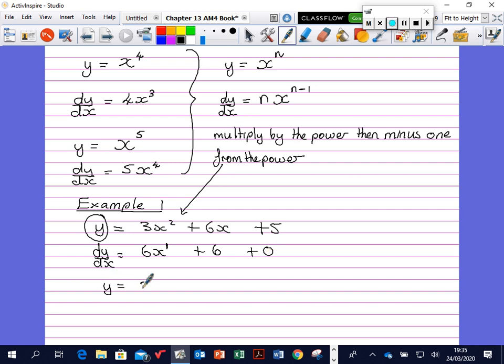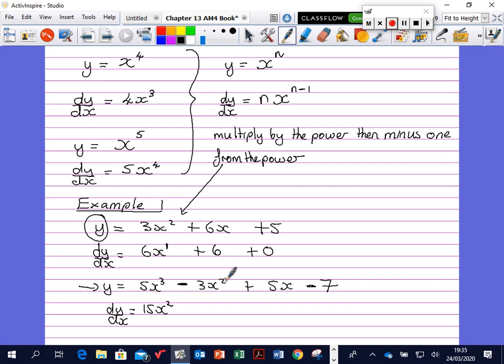y is equal to 5x to the power of 3 minus 3x squared plus 5x minus 7. I'm going to differentiate each part of this expression in turn. When I differentiate y, I get the coding dy dx. When I differentiate the 5x cubed, I multiply by the power, so I end up with 3 5s are 15, and it's going to be 15x squared.